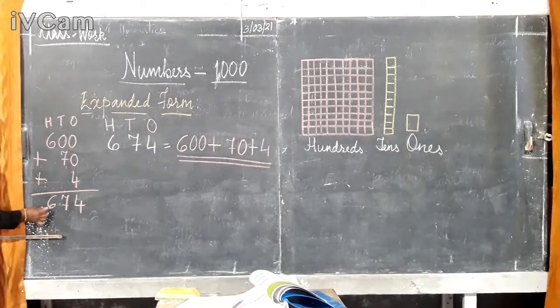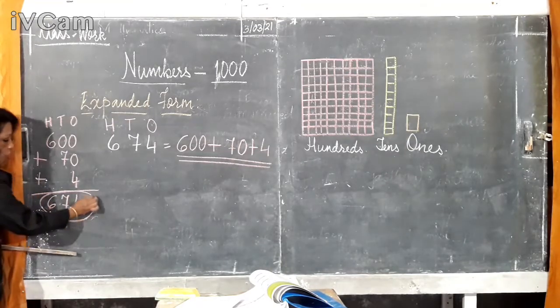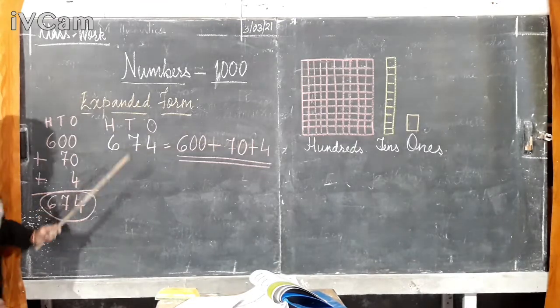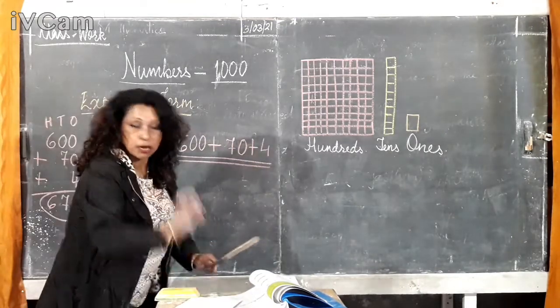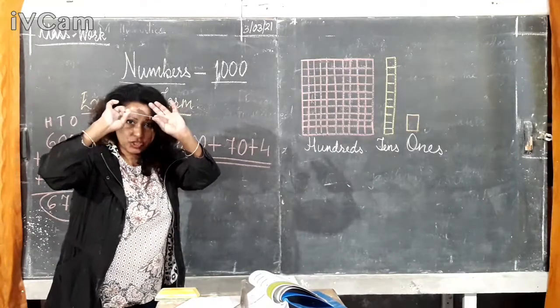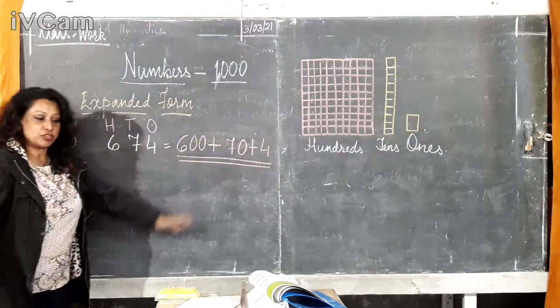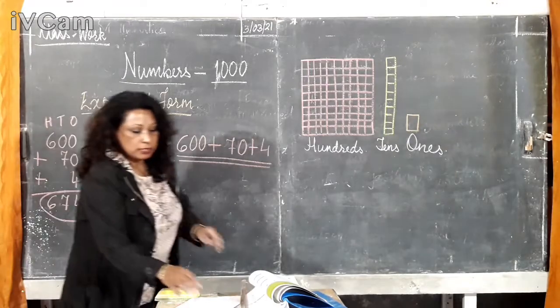See, you need to get 6, 7, 4 and 6, 7, 4. Understood? So it's the same. The number is the same, just as this rubber band was the same. I just stretched it and made it long. The same way, the numbers are the same. You just need to stretch it. And this is called expanded form.